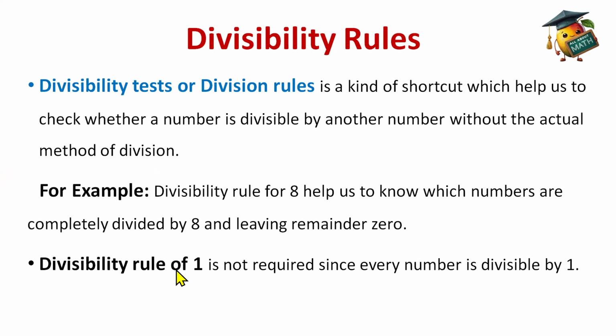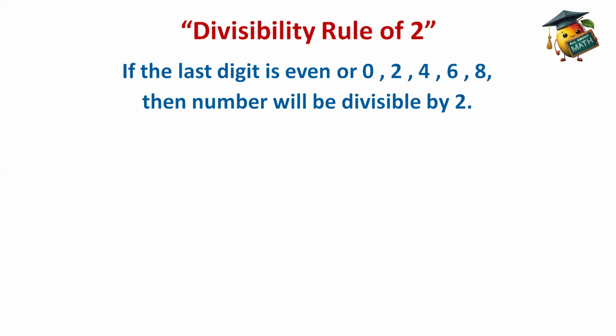Now, the divisibility rule of 1 is not required since every number is divisible by 1. So we need not use any rule for that. Every number is divisible by 1. Divisibility rule of 2. If the last digit is even, that is 0, 2, 4, 6 or 8, then the number will be divisible by 2.